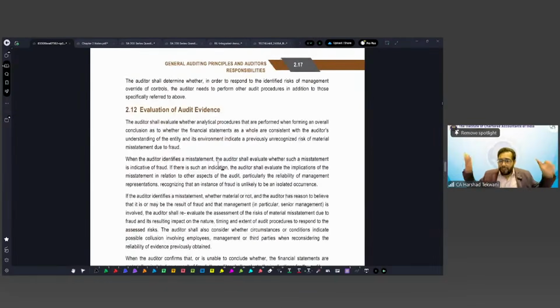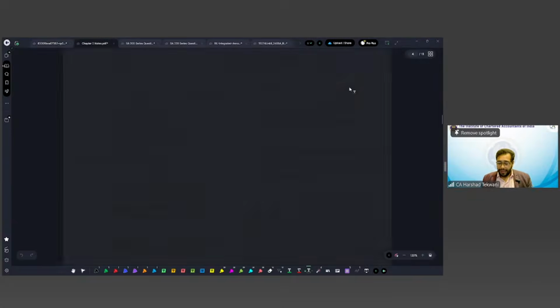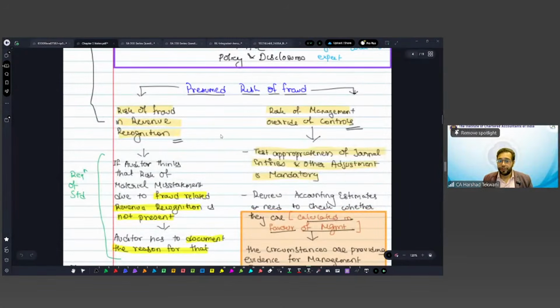Then at the end, after doing everything, you evaluate the audit evidence, whether there is a risk of fraud or whether there is a fraud or not. After doing the testing, we have to evaluate the evidence and conclude whether we have sufficient and appropriate audit evidence for the opinion or not. That is my objective number 2. So after doing everything, I will reach my objective number 2.